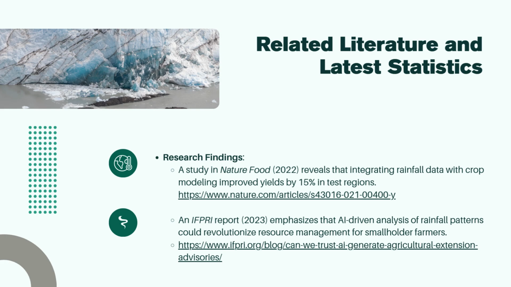AI-driven analysis could revolutionize resource management for smallholder farmers, helping them make better decisions. In conclusion, understanding and predicting rainfall patterns using data-driven tools is crucial for improving agricultural productivity and adapting to climate change, ensuring sustainable food production worldwide.